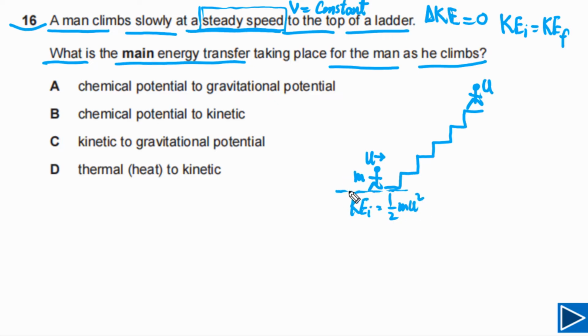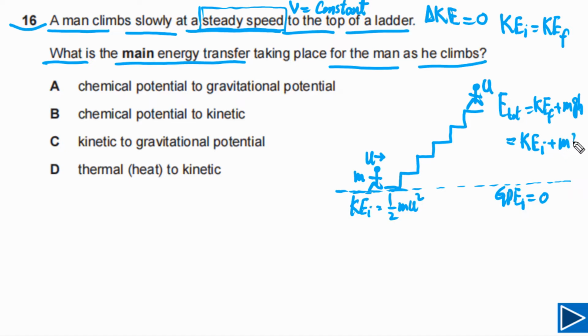Let's take the base of this ladder as our reference line, or you can say reference level. And at this point, we are assuming that gravitational potential energy of the person is equal to 0. So the initial GPE of the person is equal to 0. And when person is at the top of the ladder, we can also write down the total energy of this person. So we can say E total will be equal to kinetic energy final plus mgh. Or simply we can say kinetic energy final is equal to kinetic energy initial plus this is mgh.